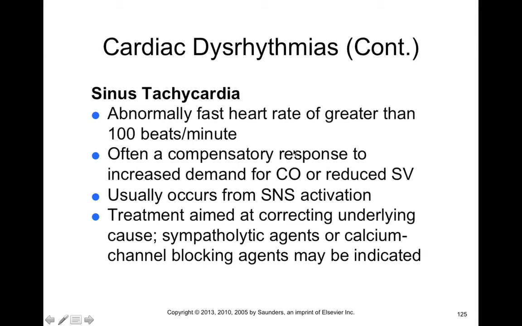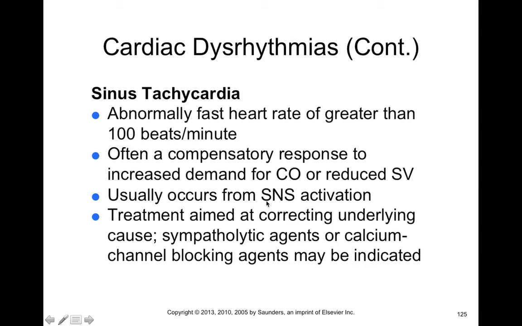And it can be a compensatory response to an increased demand from tissues, so you might want an increase in cardiac output to meet the metabolic needs of your tissues, or it can be due to a reduction in stroke volume. So if you have less stroke volume, then you're going to need a faster heart rate to have the same cardiac output.